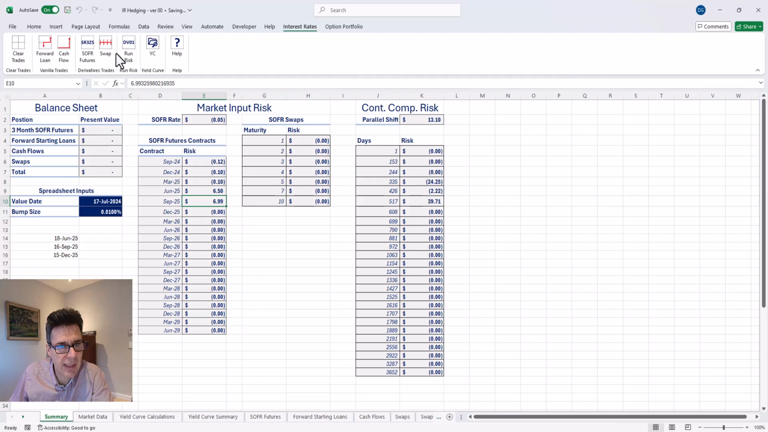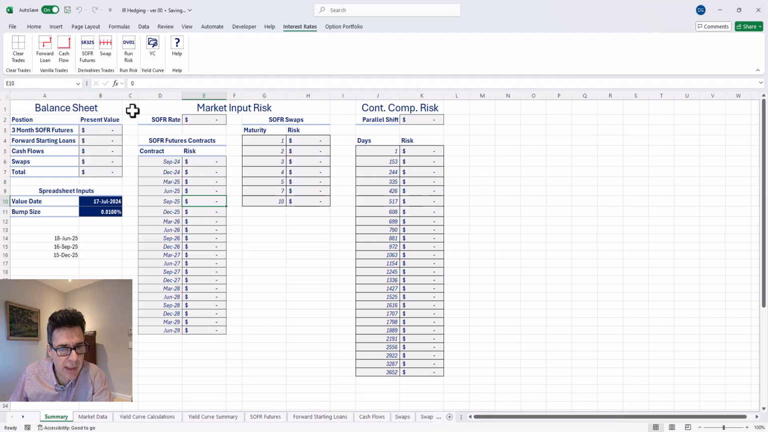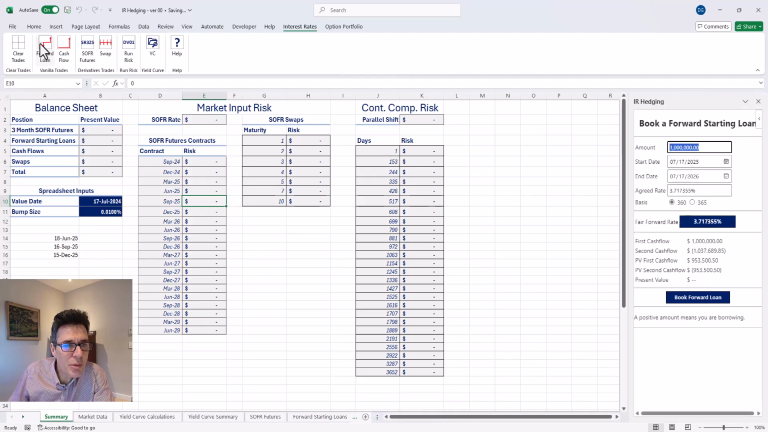I'll do one last example here. Clear the trades, run the risk. Most loans, let's this time borrow money, $10 million, let's say. Most loans do not line up nicely with the SOFR futures contracts, right? If I am lending to a client in the future, they're not interested in the SOFR futures contracts. They're interested in their own business requirements. They're borrowing and lending for whatever period they want.